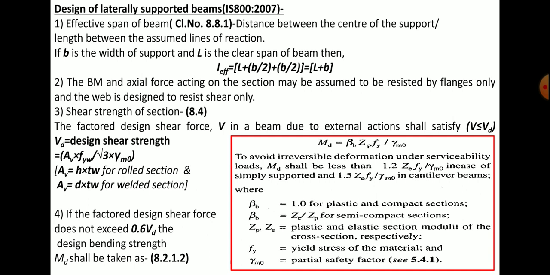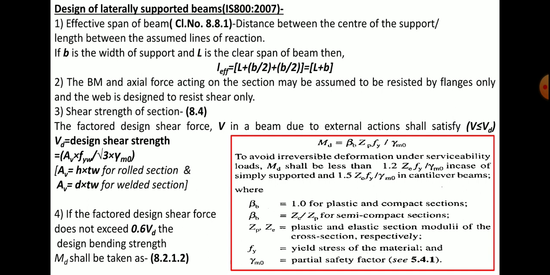So if the 0.6 VD value is greater than your maximum factored shear force, the condition is termed the low shear condition, and if the 0.6 VD value is less than the maximum shear force acting on the section, that is called your high shear condition. So likewise two conditions are to be considered. The first is the low shear condition, in which your 0.6 VD value is greater than the maximum factored shear force, and for the high shear condition your 0.6 VD value is less than the maximum factored shear force.